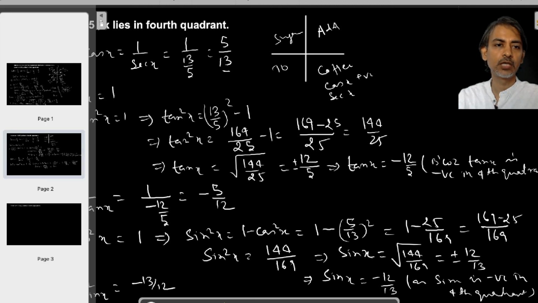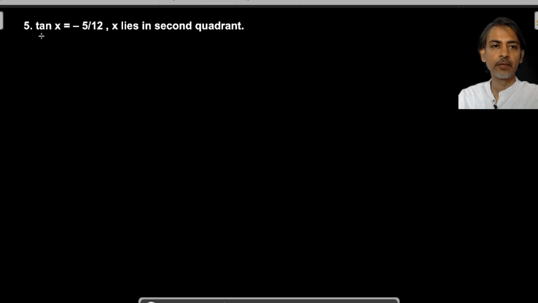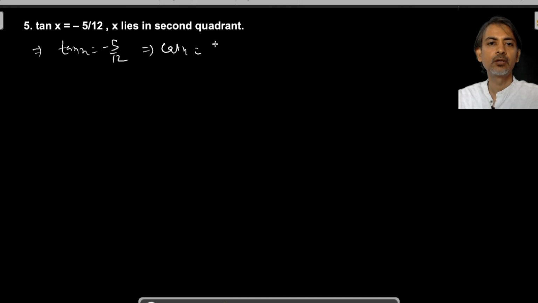Now let's move on to the last problem of the day, which will be the fifth problem. Again, I've been given tan x equals minus 5 by 12 when x lies in the second quadrant. So tan x is negative in the second quadrant, and except for sin and cosec x, everything else is negative. So you got tan x equals minus 5 by 12. This implies cot x is nothing but 1 upon tan x, which is 1 upon minus 5 by 12, which is minus 12 by 5.